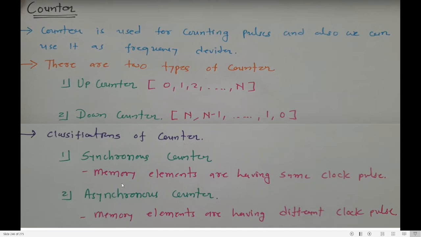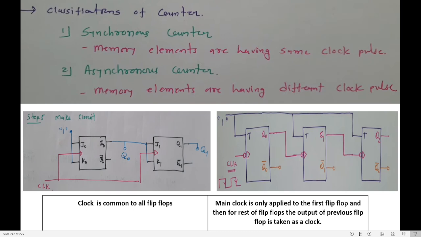So there are two types of classifications of counter. One is synchronous, the other one is asynchronous. Let us see this one. It's a very important question, a 2-mark question: difference between synchronous counter and asynchronous counter. So let us understand this through a diagram. So synchronous counter means what? The memory elements are having the same clock pulse.